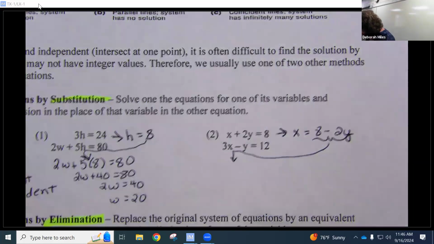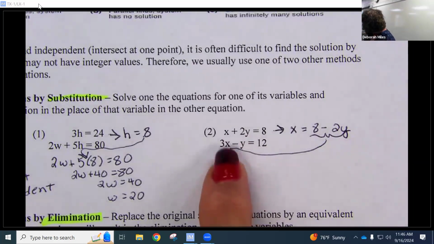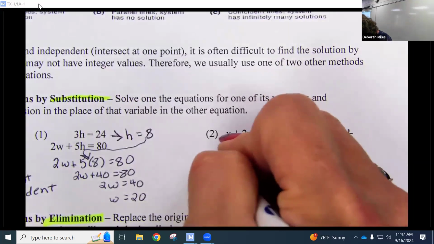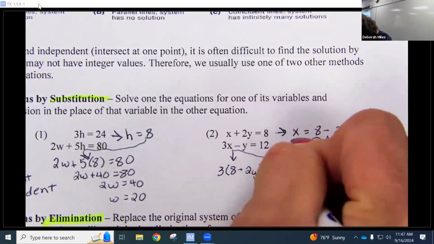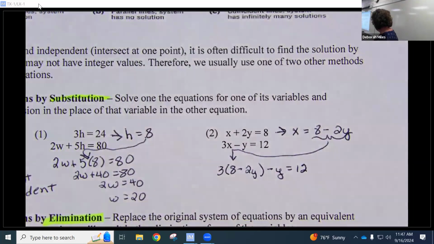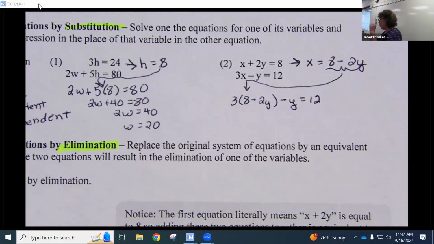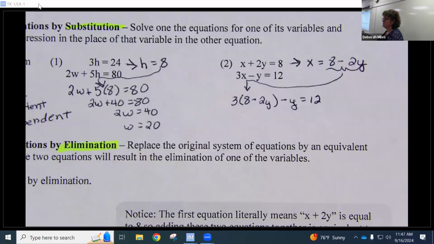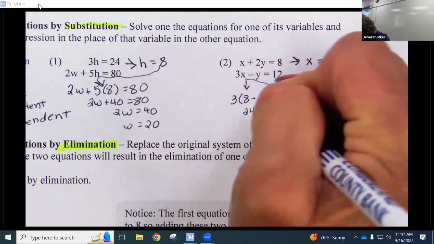All right, but what I can do is substitute that 8 minus 2y in place of this x. Copy down the rest of the equation. And now I have one equation that only has one variable in it. And I know how to solve that. I've been solving those since 8th grade.